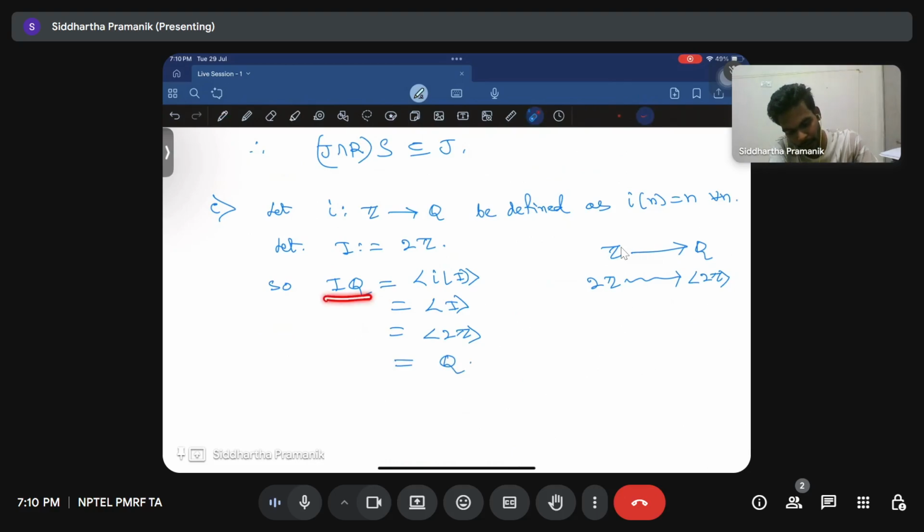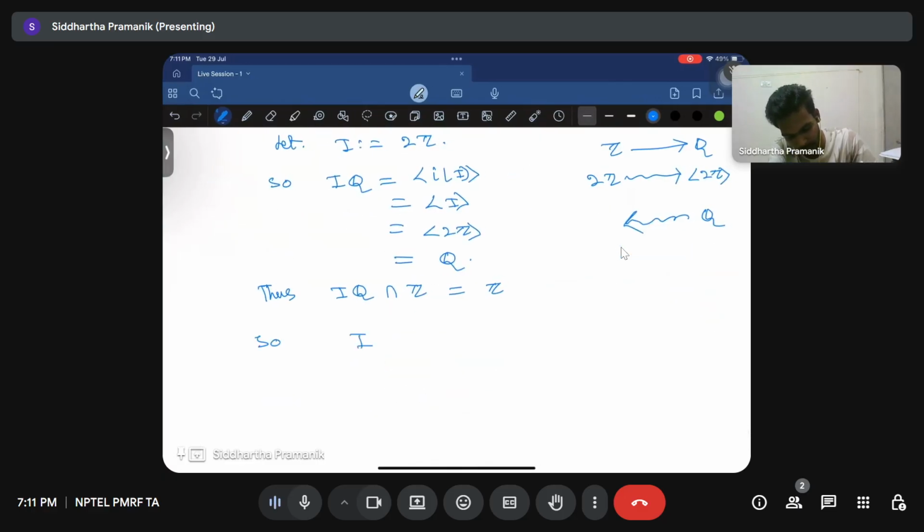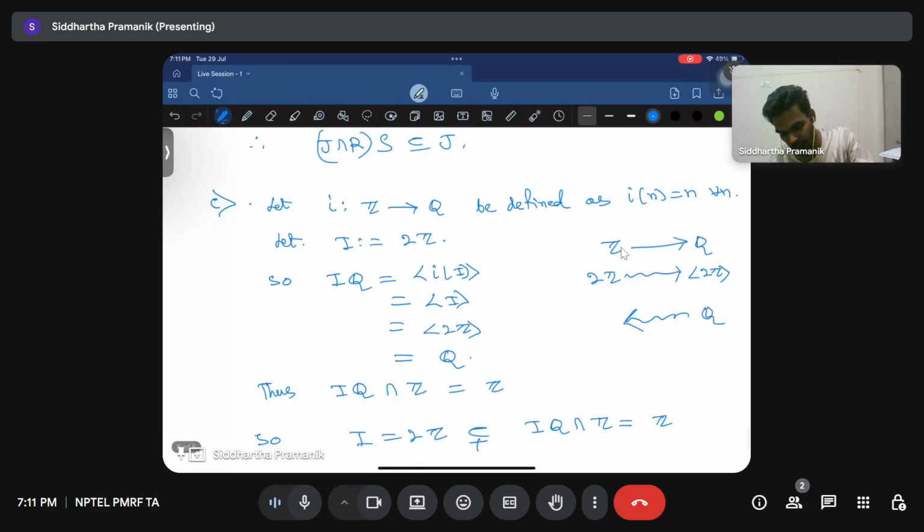So extension of I is q itself. Now if you contract it back, iq intersection z means you are taking q and contracting it back, means you are taking the inverse image. So this is basically z, right? So here I is 2z, which is a proper subset of iq intersection z, which is Z. So this is the first example.